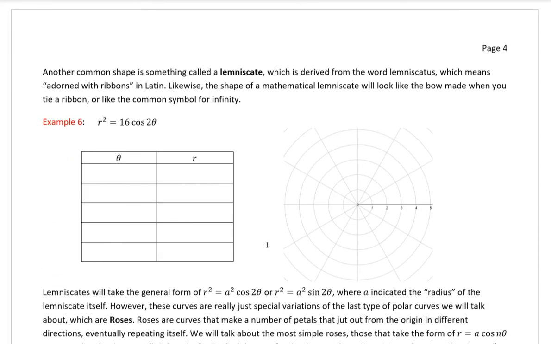All right. Now we have a few more types of graphs we want to talk about here. First, we have what is called a lemniscate. So this one I'm introducing first. A lemniscate is derived from the word lemniscatus, which means adorned with ribbons. It essentially is going to look like an infinity sign, and we're going to show that here. We have r squared equals 16 cosine of 2 theta. In order to get this to be something more usable, particularly if we're going to evaluate r, we can get r by itself by taking the square root of both sides. The square root of 16 is 4, and then we have times the square root of cosine of 2 theta.